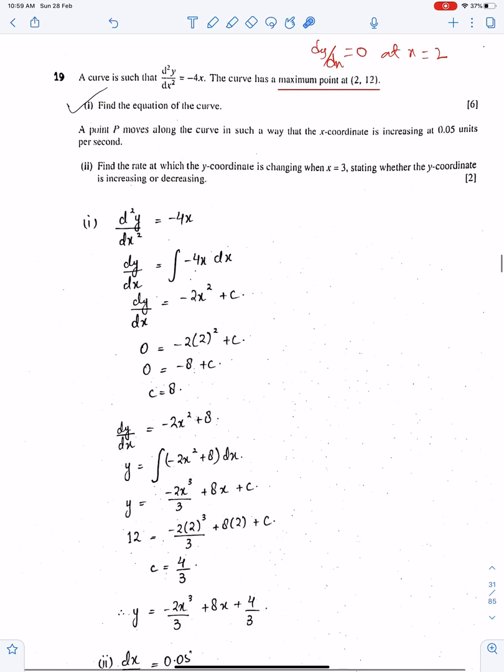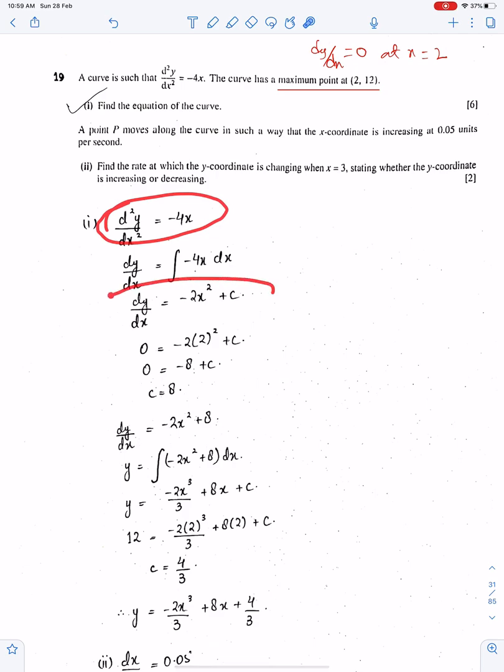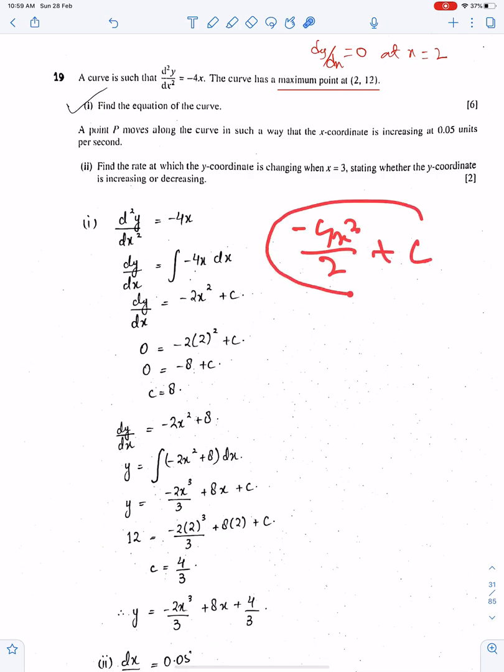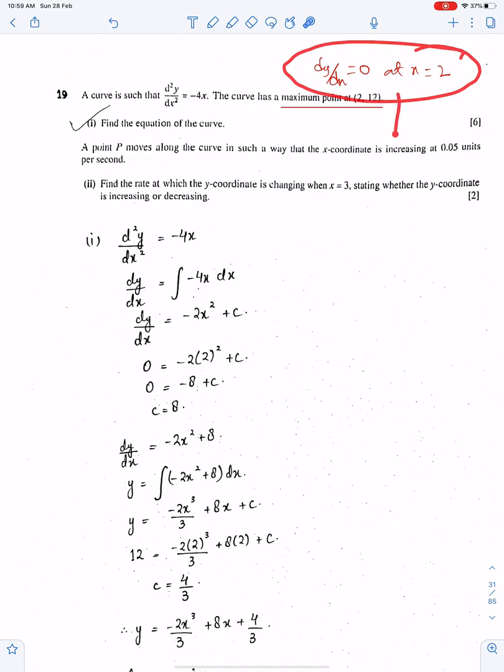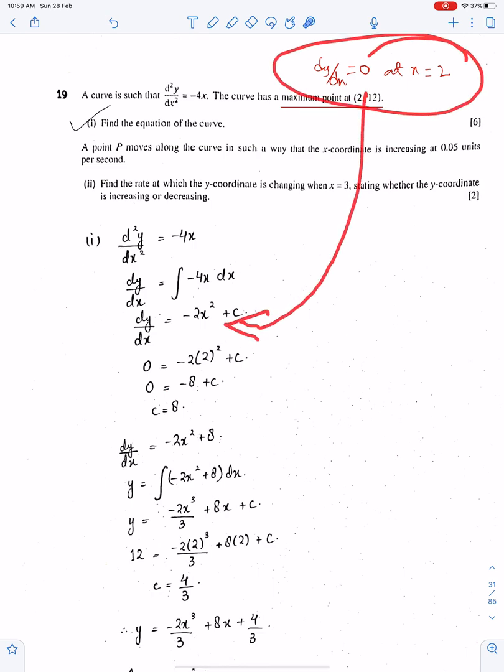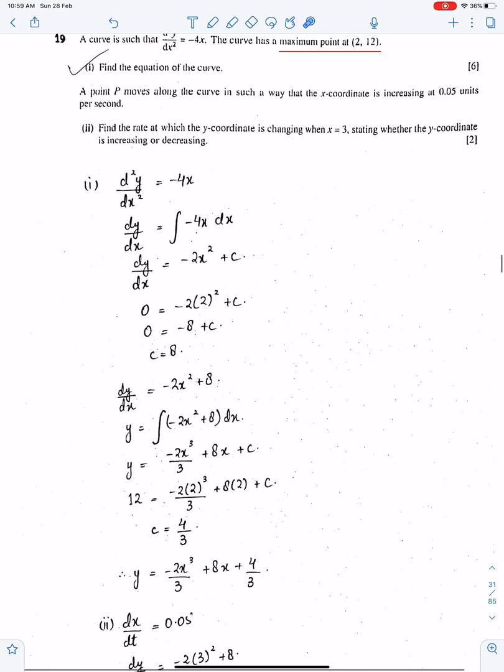When you integrate this second derivative the first time, you'll get this thing. You will understand integration when you have done integration of this. This is the integration of minus 4x. Integrating minus 4x gives minus 4x squared upon 2 plus c. After the simplification, you will get this. Now you need to substitute this to get the value of c, and c is 8. Now this is the equation of the gradient.